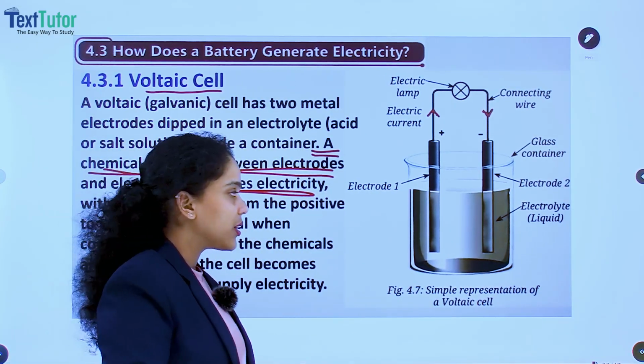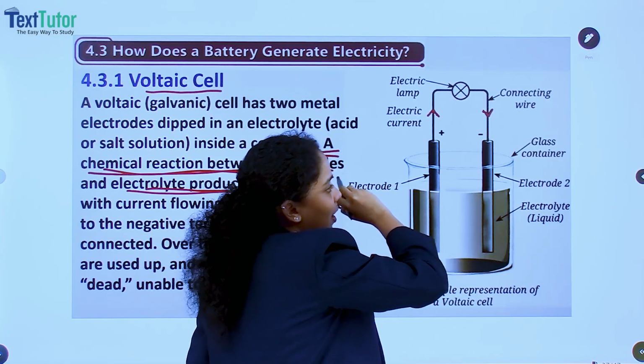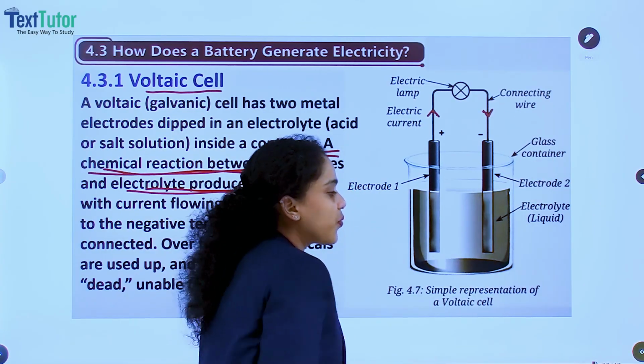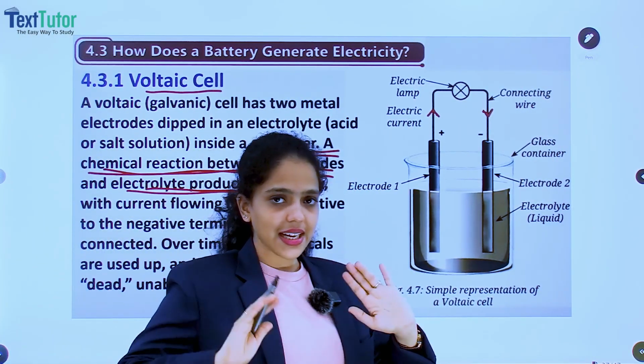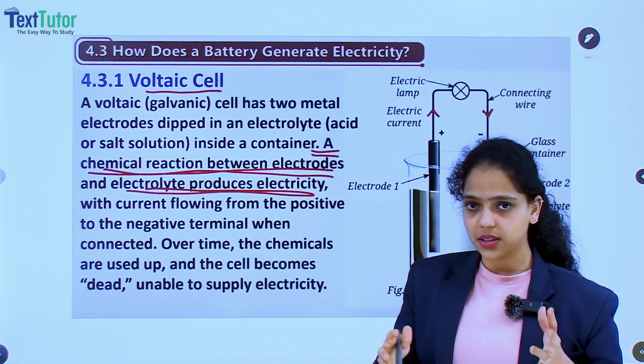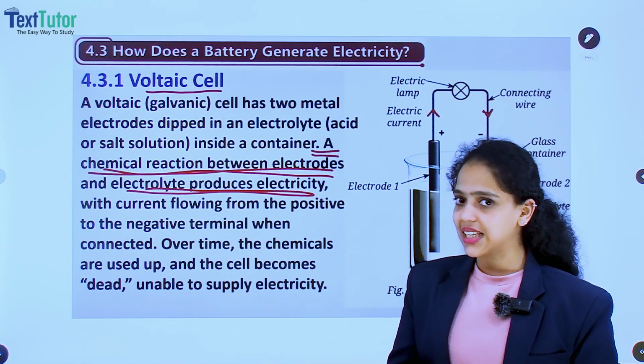Okay, so then electricity passes from the positive terminal of the electrode to the negative terminal of the electrode. For a voltaic cell, this is an important point. Summarizing the important points of the voltaic cell concisely: voltaic cell is also called galvanic cell.